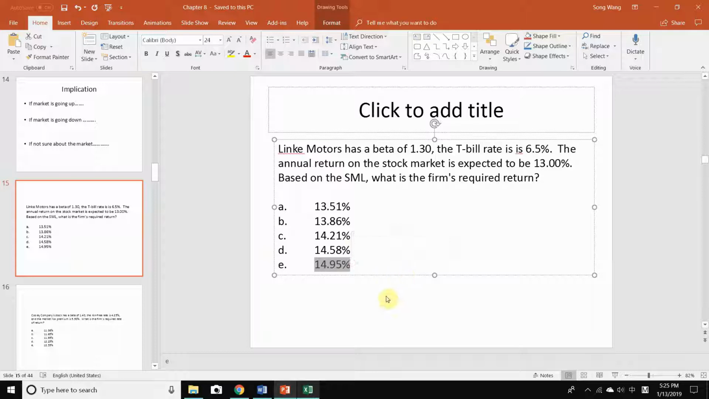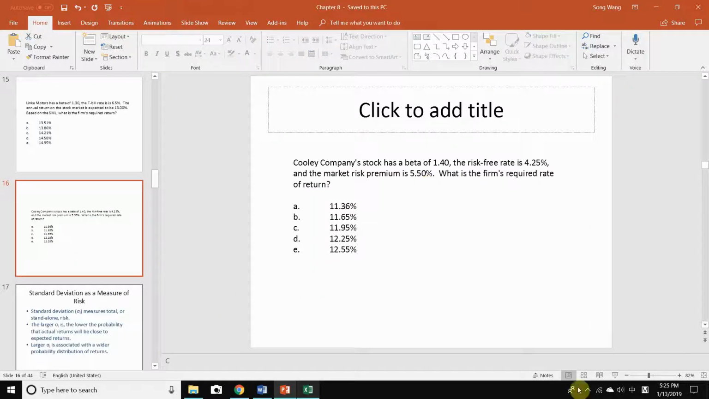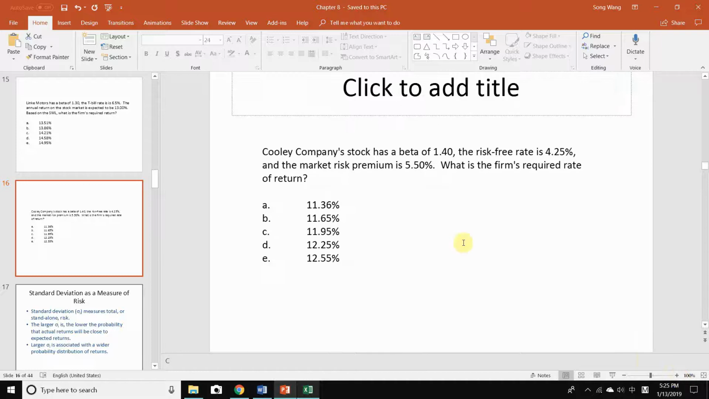I do not go through the calculation here. I think it's pretty easy. Just make sure you verify that answer when you have some free time. All right, the next one: a stock has a beta of 1.4, the risk-free rate is 4.25%, and the market risk premium is 5.5%. What is the firm's required rate of return?